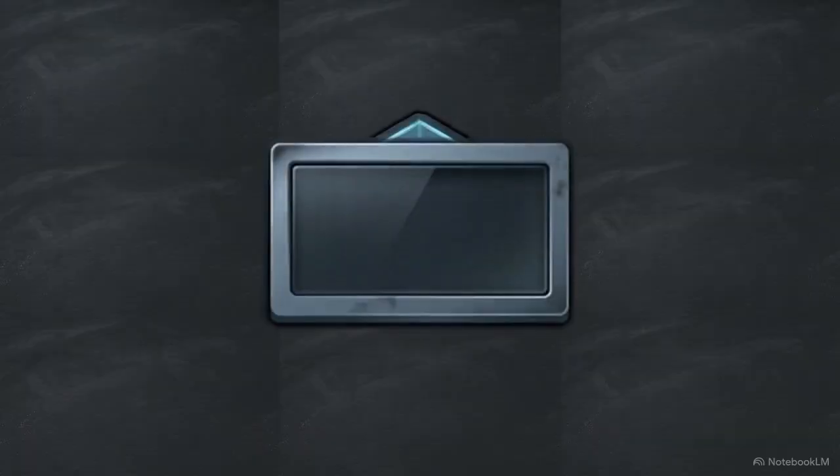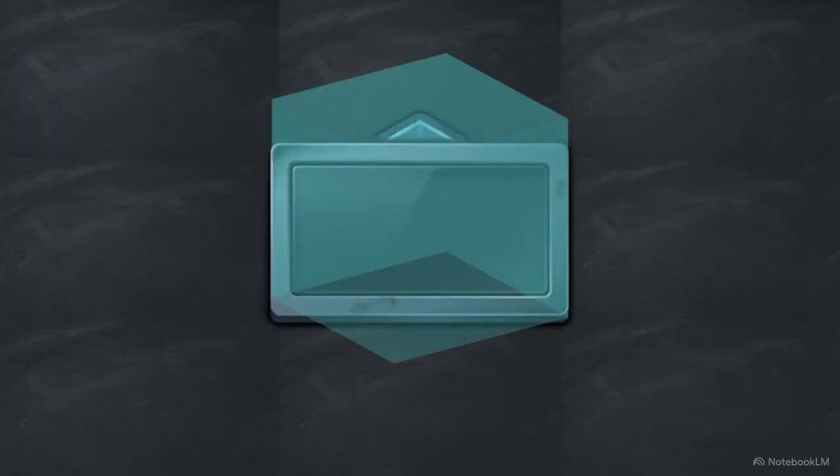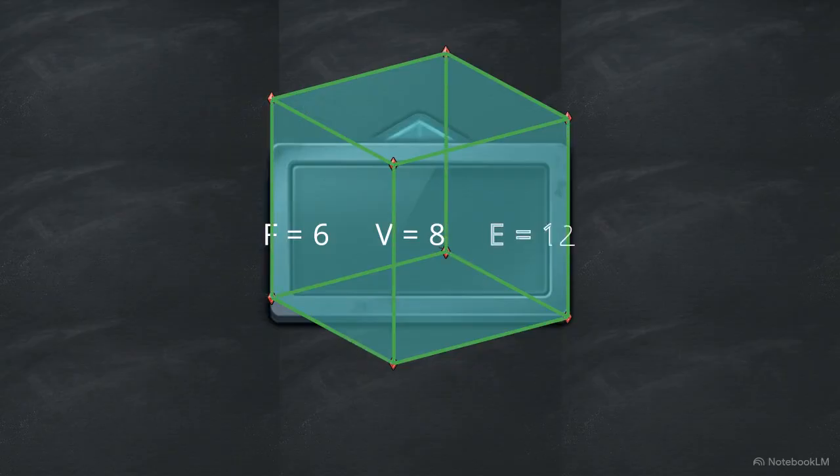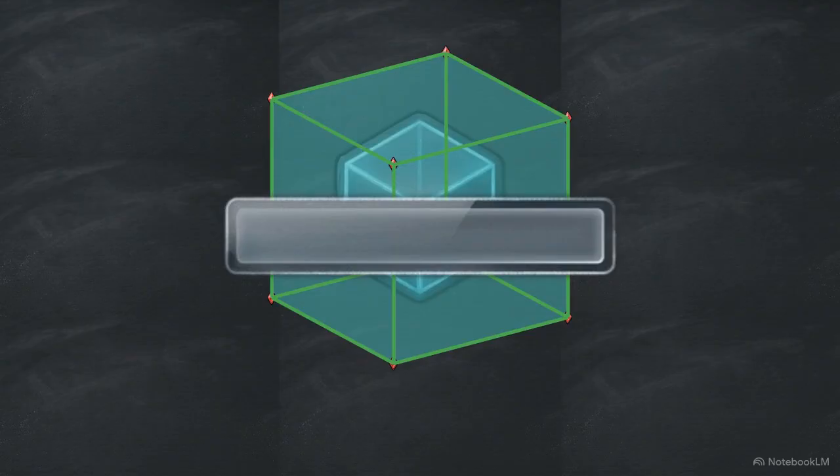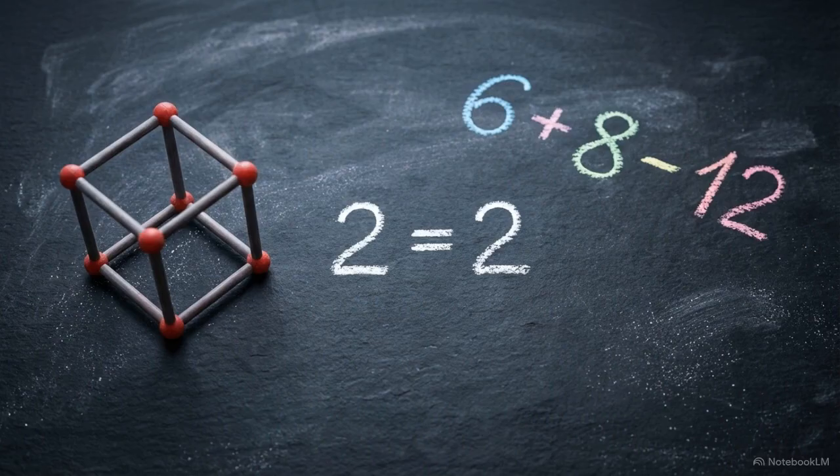On this 3D wireframe, we map the 6 outer surfaces, giving us 6 faces. Next, we count 4 corners on top and 4 on bottom, 8 vertices. Finally, tracing every border gives us 12 distinct edges. We run the calculation: 6 plus 8 minus 12. The result is exactly 2. Because the math balances, we have absolute proof that we didn't miss a single component or double count a line.